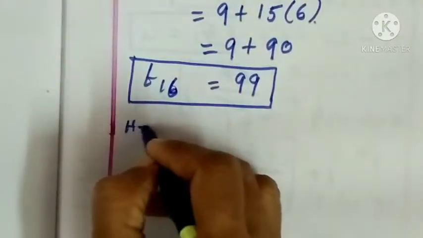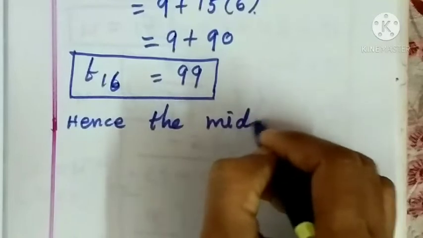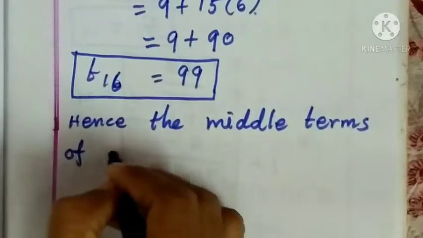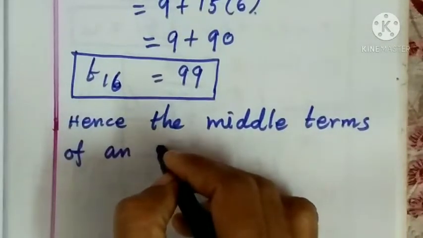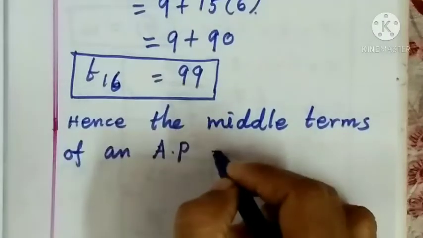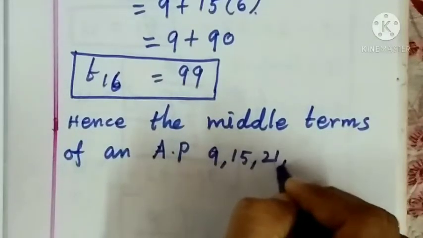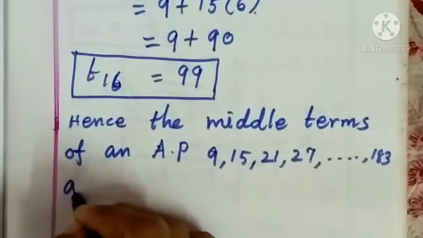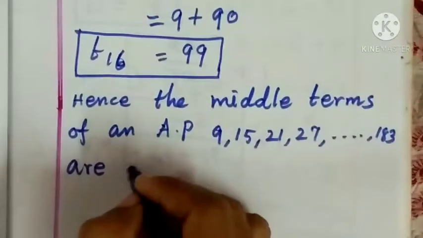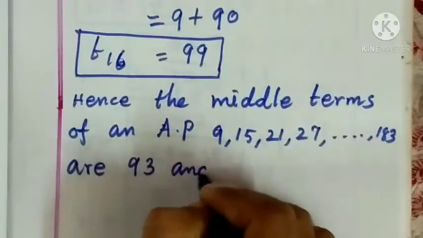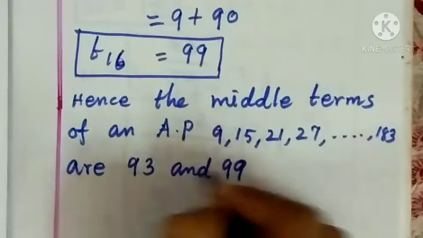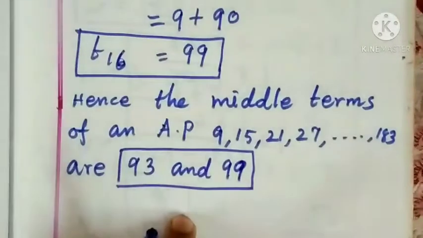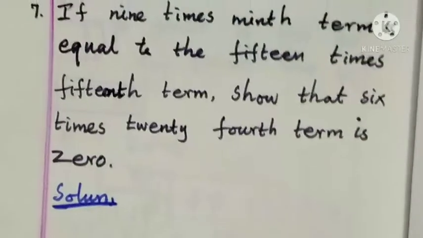Hence the middle terms of the AP 9, 15, 21, 27 up to 183 are 93 and 99. This is the answer for this question. Now we move on to the next sum. Now let us move on to the 7th sum.